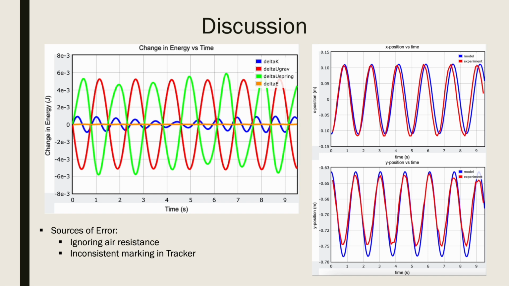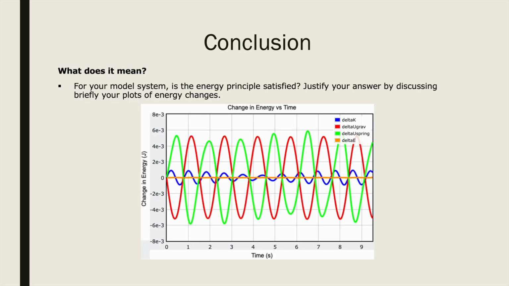Some sources of error would be ignoring other forces, such as air resistance, in the computational model. Additionally, there may have been some error when marking the center of mass of the object in tracker, altering the position data. Using the change in energy versus time graph, the sum of the change in kinetic energy, the change in gravitational potential energy, and the change in spring potential energy is equal to 0, which is indicated by the orange line. The energy principle is satisfied because the change in total energy of the system is 0.